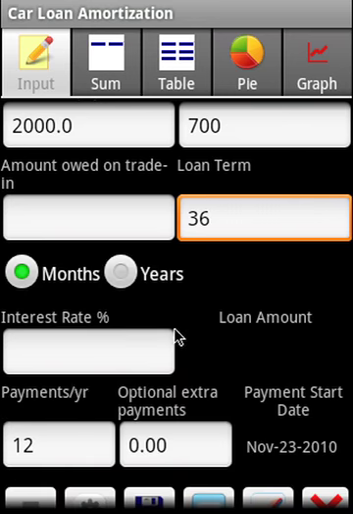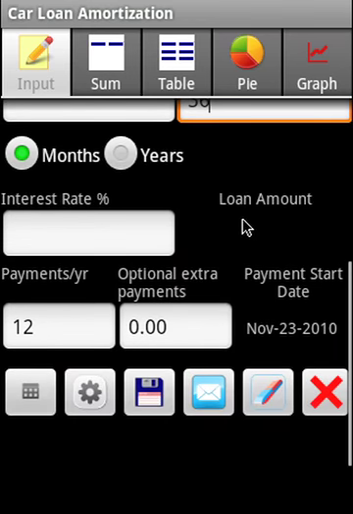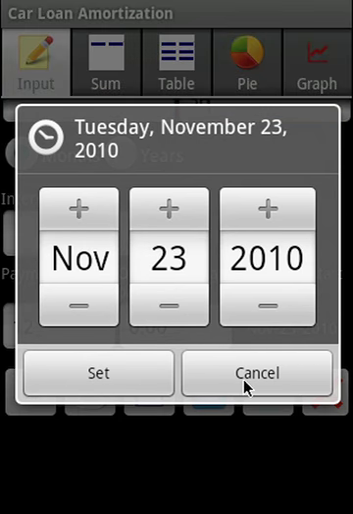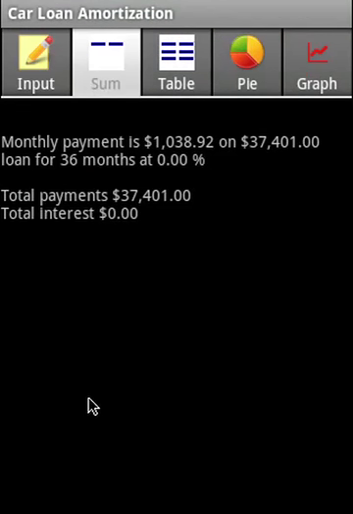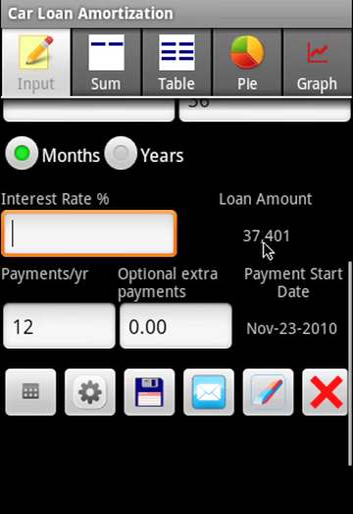Loan term, say 36 months here. And now you can say whether you are making more than one monthly payment by changing this. This is basically for monthly payment. You can make it 24 to make two payments every month. You can add optional extra payments. You can also change the start date of the payment. So I'm going to leave it as is. You can calculate. It's processing now. It shows monthly payment amount, total payment, and total interest.